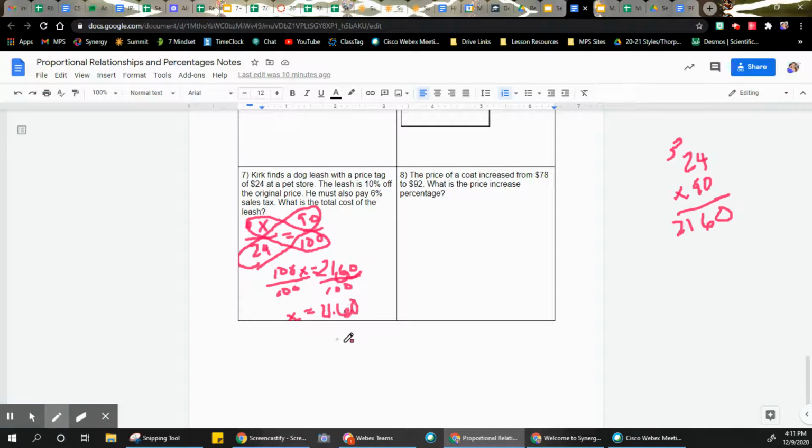So now the price is $21.60, but he has to pay the sales tax, which is 6%. So now let's find out how much he's going to pay in sales tax. Then we'll add the two together.